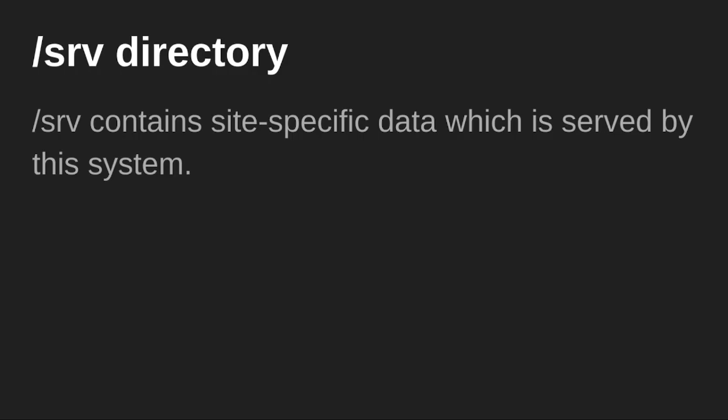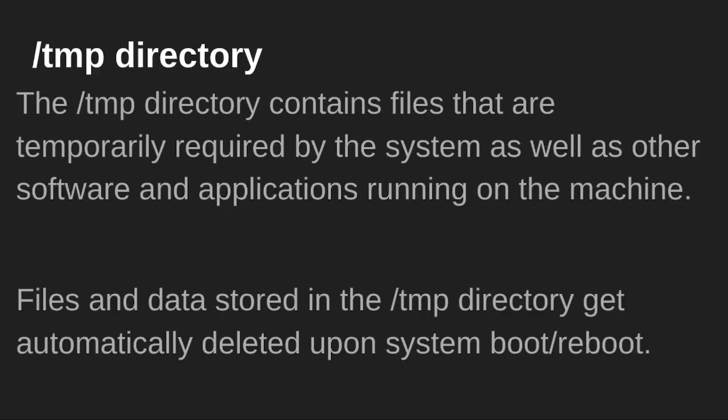Now let's move to the next directory. The temporary directory. TMP is an abbreviation for temporary. The temporary directory contains files that are temporarily required by the system as well as other software and applications running on the machine. Files and data stored in the temporary directory get automatically deleted upon system reboot. So we should not store any important file in the temp directory, as on boot the data will be deleted by the operating system.